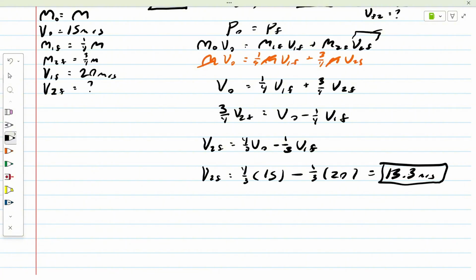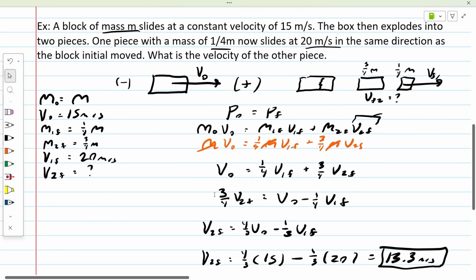And so now we know the other piece will be moving at this velocity, and since it's positive, it'll also be moving in the same direction as the initial block. So if we think about this, the block is moving forward, it breaks, and now these both still move forward, but this one's going to move slower than the original block, and this one's going to move faster. And the reason is because the system's center of mass velocity is not going to change. And so let's talk about what that means right now.